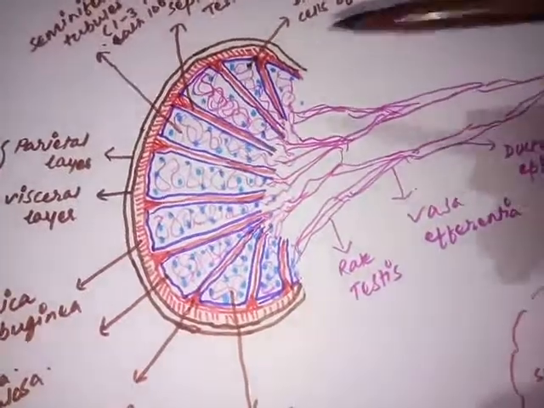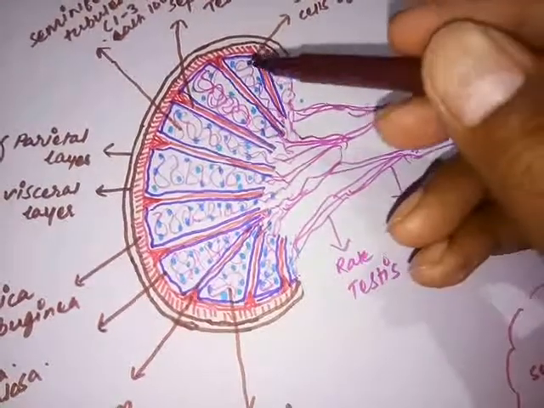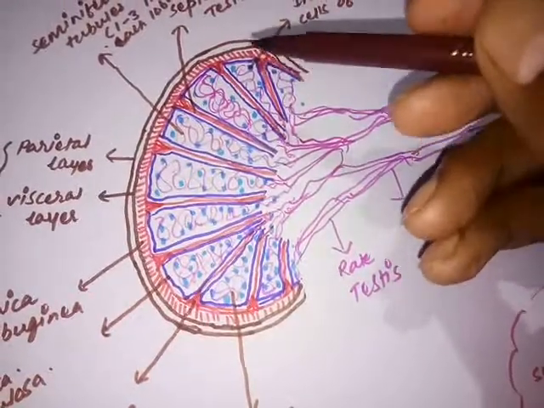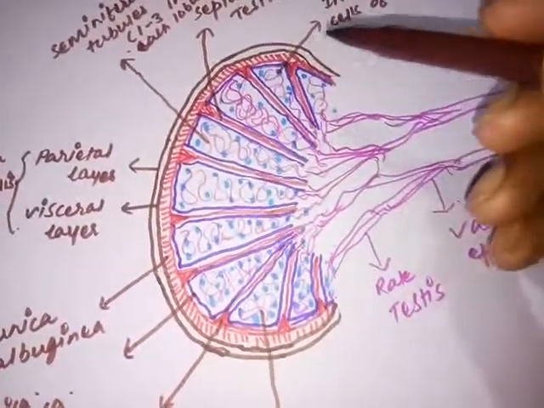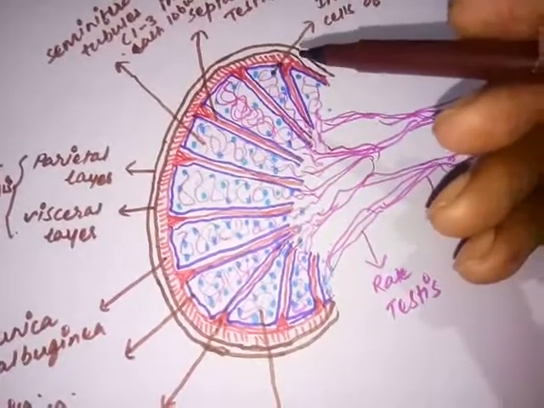Okay, if we observe the diagram, we will understand whatever we have explained till now. So just try to understand. I have used different colors to express the different coats.